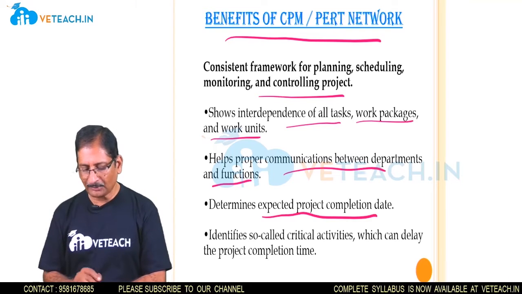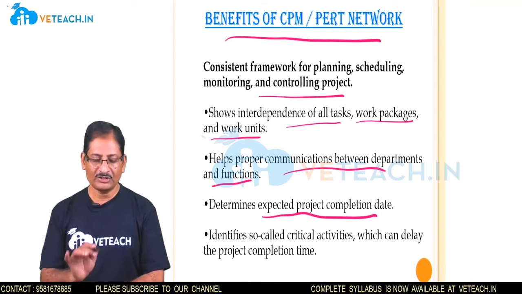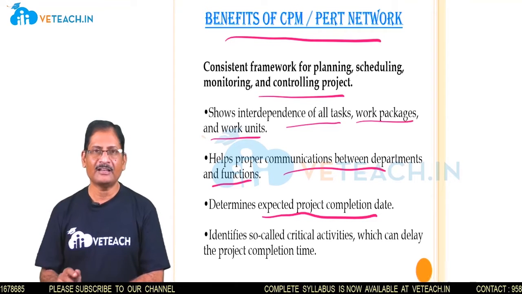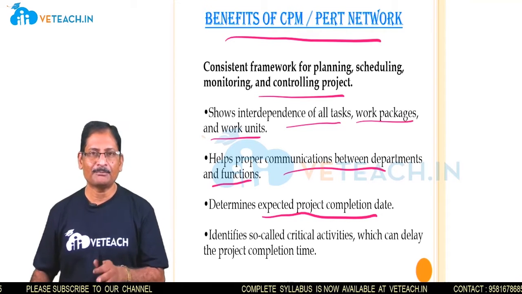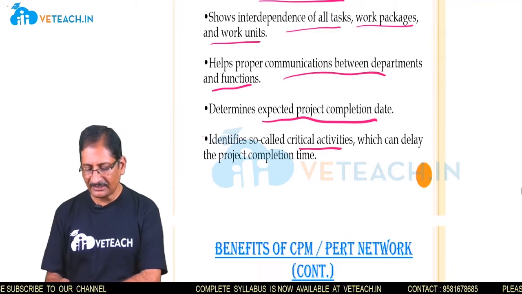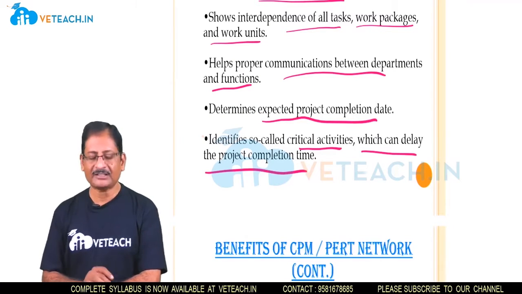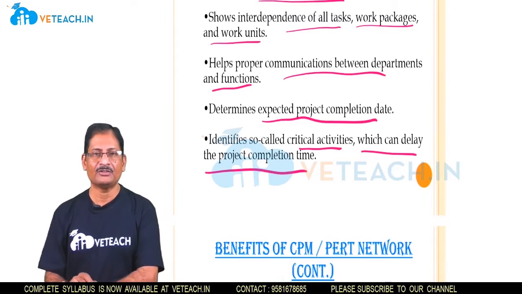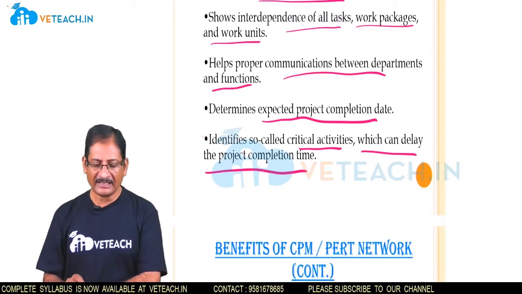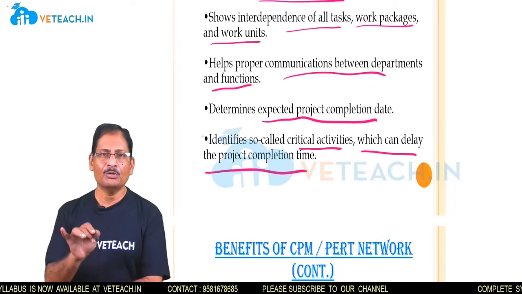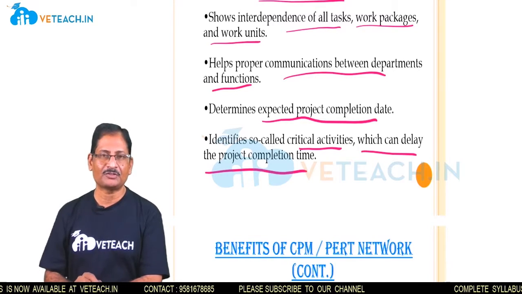It determines the expected project completion date. Through this approach, by using the critical path, we calculate the expected time of completion of the complete project. This identifies so-called critical activities, which can delay the project completion time. The activities lying on the critical path are what we call the critical activities, and they have more impact on the completion time of the project.